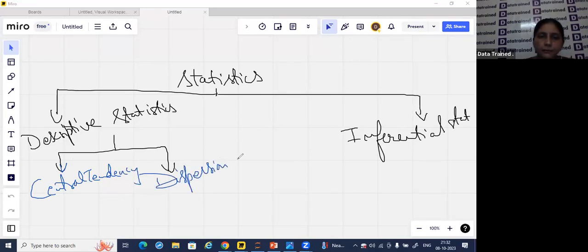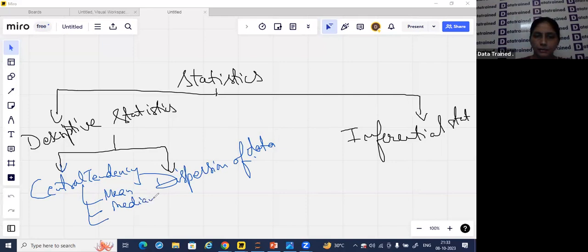Just tell me which part comes under central tendency. We did it with NumPy and Pandas as well. What are the parts coming under central tendency? That one is mean, median, mode.